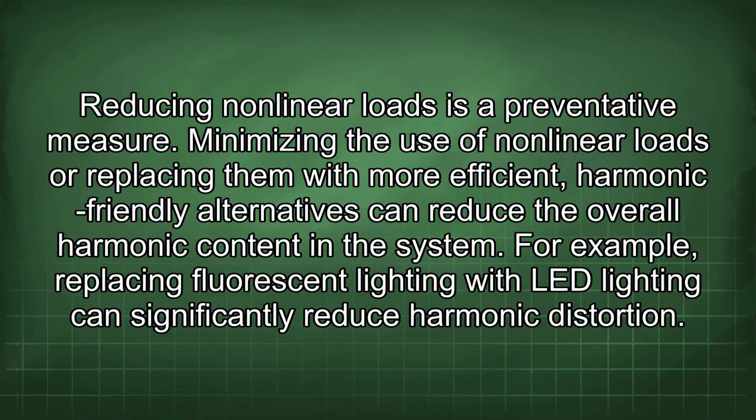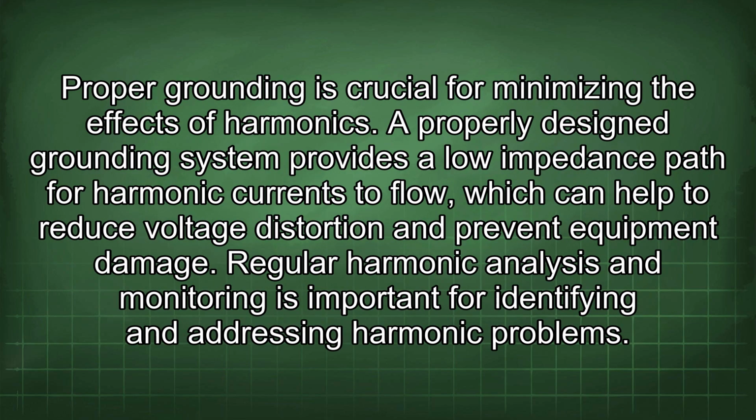Minimizing the use of nonlinear loads or replacing them with more efficient, harmonic-friendly alternatives can reduce the overall harmonic content in the system. For example, replacing fluorescent lighting with LED lighting can significantly reduce harmonic distortion. Proper grounding is crucial for minimizing the effects of harmonics. A properly designed grounding system provides a low impedance path for harmonic currents to flow, which can help to reduce voltage distortion and prevent equipment damage.